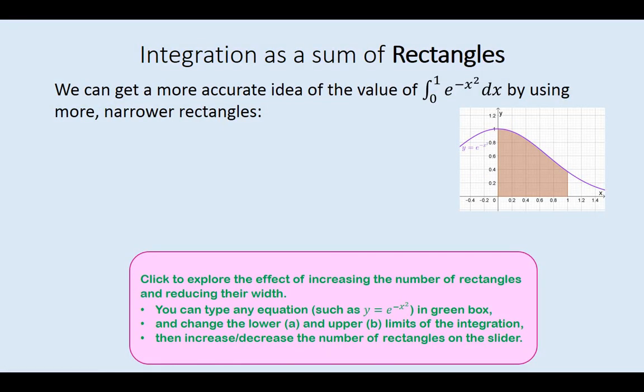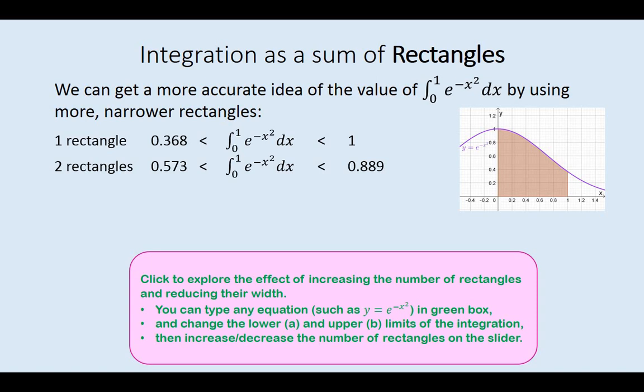Already we can see the effect of having more narrower rectangles, and it gives us a much better view of the actual value of the integral of e to the minus x squared from 0 to 1. For our first one, we had one rectangle and we had quite a wide range of about 0.6. When we had two rectangles, the range is narrowed to about 0.3. And with 5 rectangles, it's less than 0.15. So it's getting better each time. You can imagine what happens if we continue this.